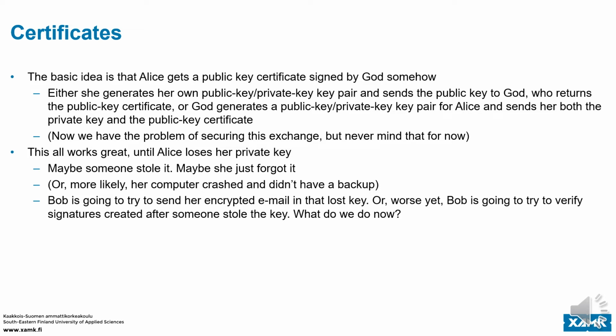This all works great until Alice loses her private key. Maybe someone stole it. Maybe she just forgot it. Or, more likely, her computer crashed and didn't have a backup. Bob is going to try to send her encrypted email with that lost key. Or, worse yet, Bob is going to try to verify signatures created after someone stole the key. What do we do now?